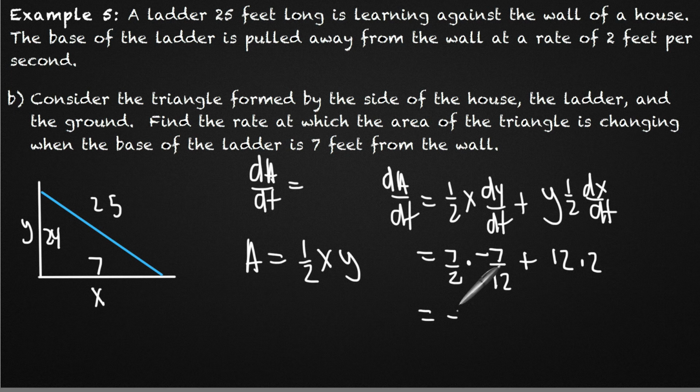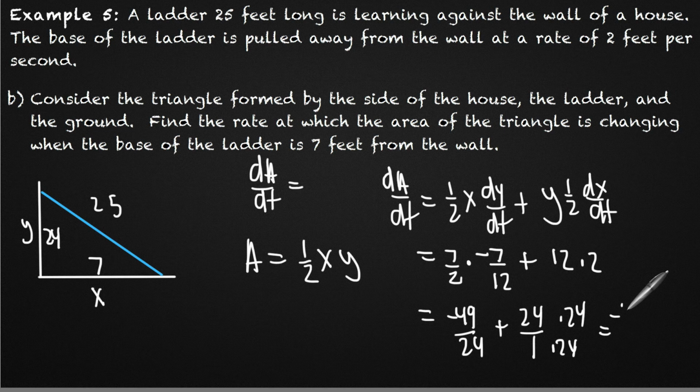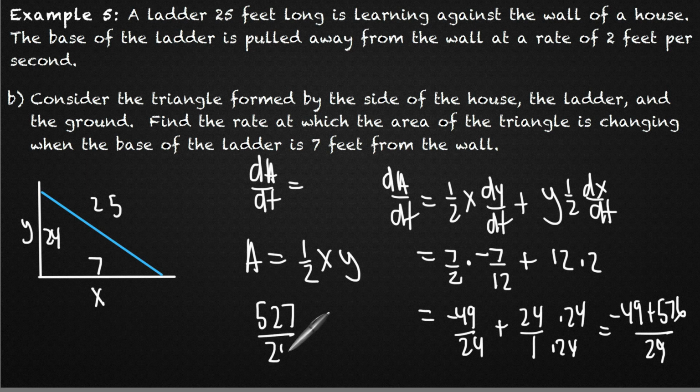So this is going to be negative 49 over 24 plus 24 over 1. And we multiply by 24 to get a common denominator. We get negative 49 plus 576 over 24. And our final answer is going to be 527 over 24, and let's see, feet squared per second.